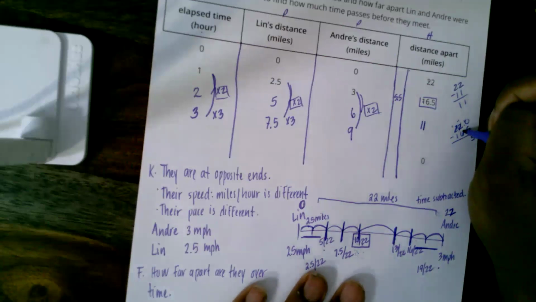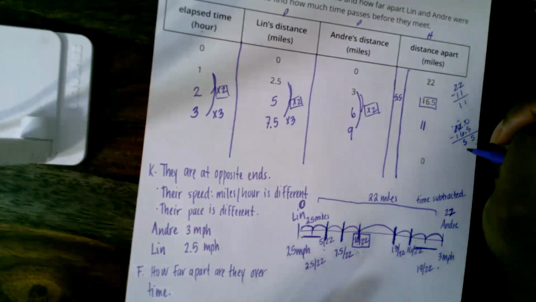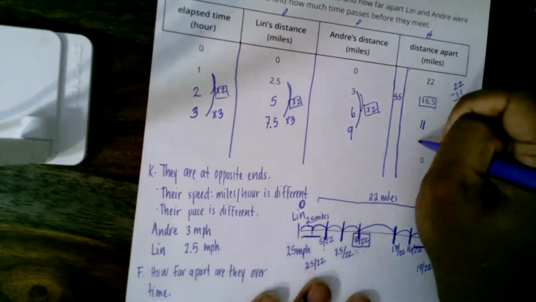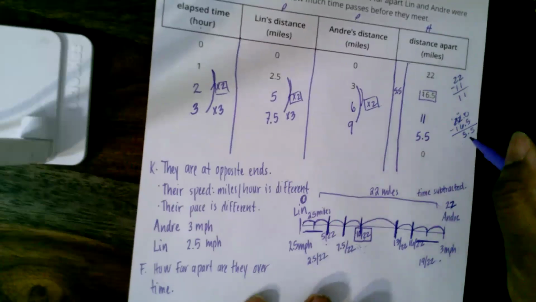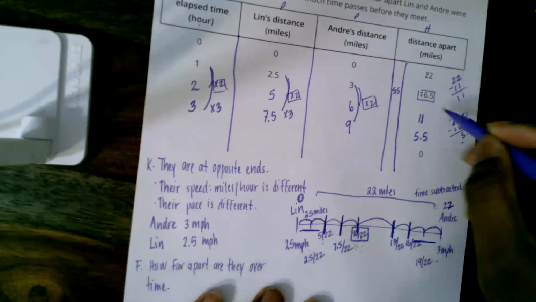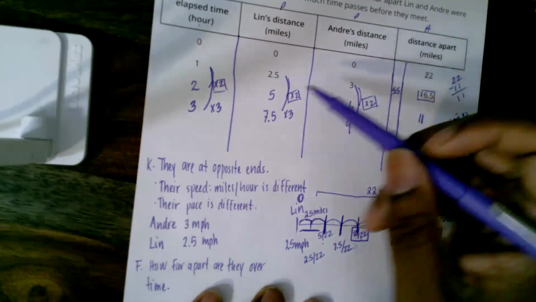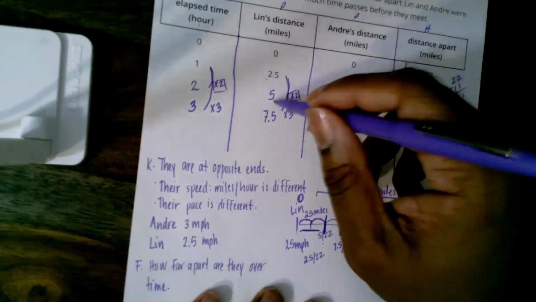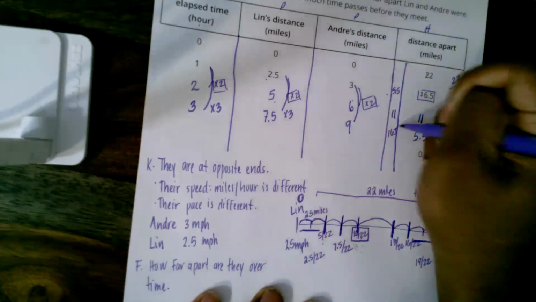So that's 5, 11. So now they're 5.5 miles apart. Okay, because that's subtracted. So in total, look, I'll give an example. This plus this is 5.5. This plus this is 11. This plus this is 16.5.